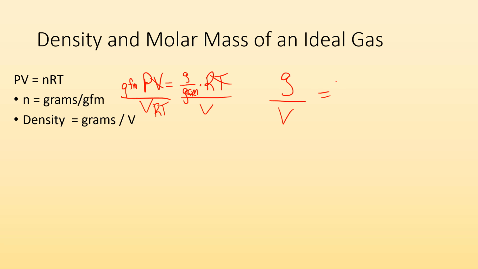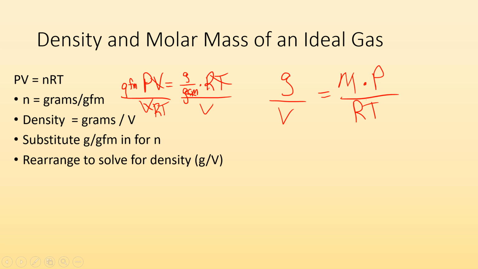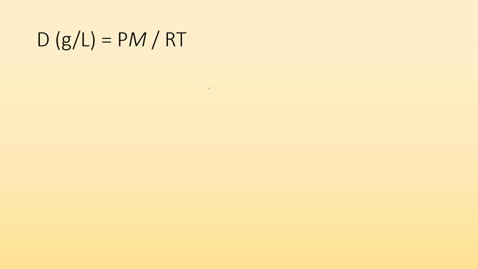So a bunch of obnoxious math, but what I end up with is grams per volume is going to equal the molar mass, which I'm going to put capital M, times the pressure over RT. Right, because the volume cancels out over there. So we end up rearranging and we get this. Density equals pressure times the molar mass divided by RT. So that's going to be our equation that links molar mass and density for a gas together.